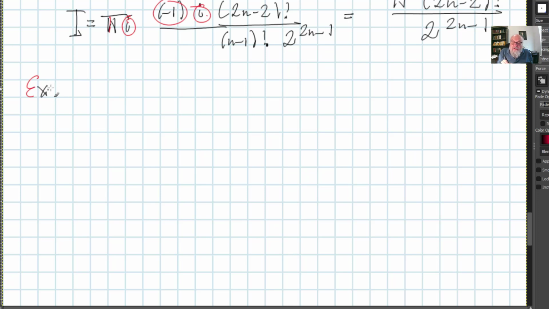So example number 4, just a simple one, I hope. A simple one is the following: compute, and we have here the integral.